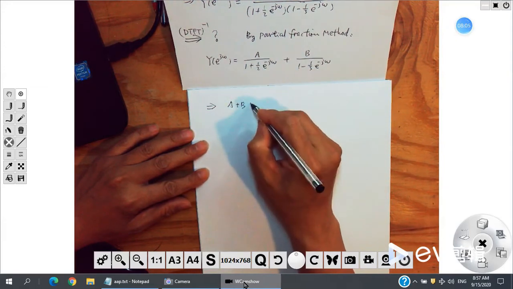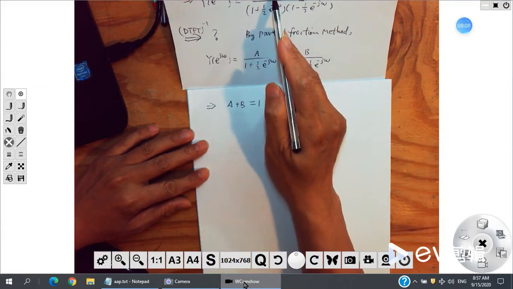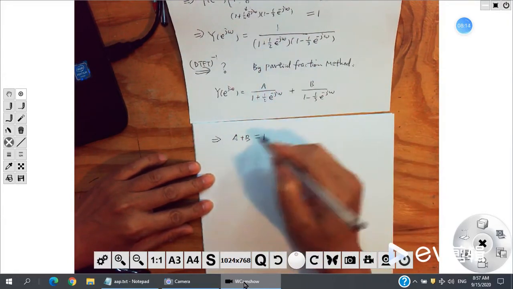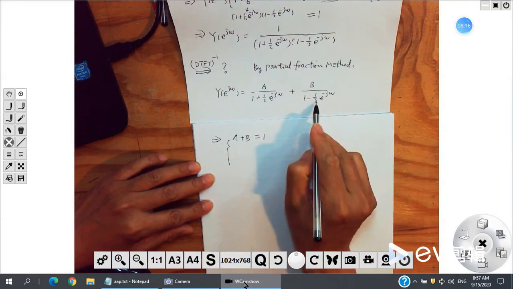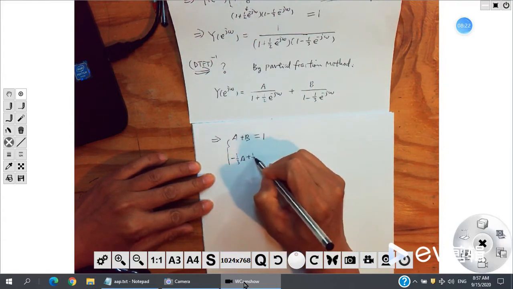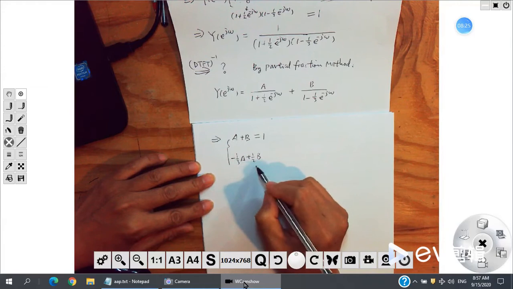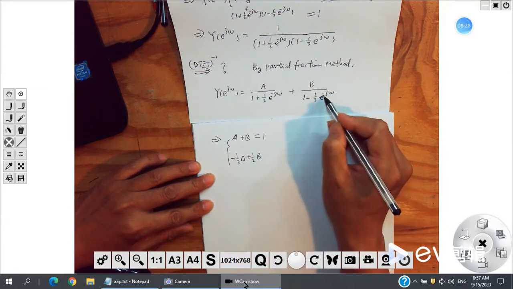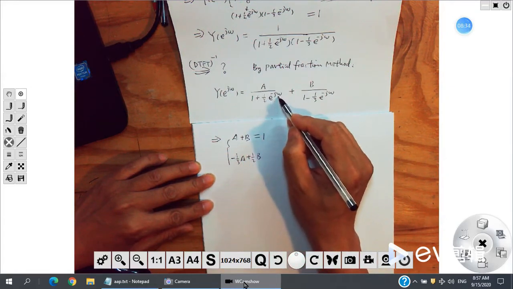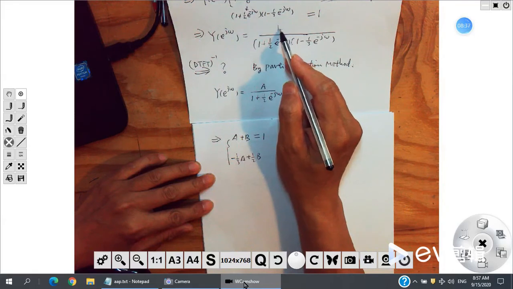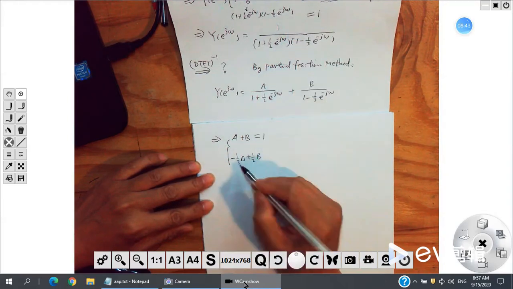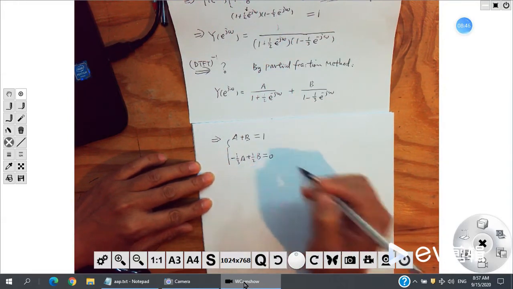So I have a times 1 plus b times 1, and this is 1. Right? And a times negative 1/3 plus b times 1/2 gives us the coefficient of the e to the negative j omega term, a function of omega. Then on this side, we do not have any e to the negative j omega terms in the numerator, so this part must be 0. Yeah?